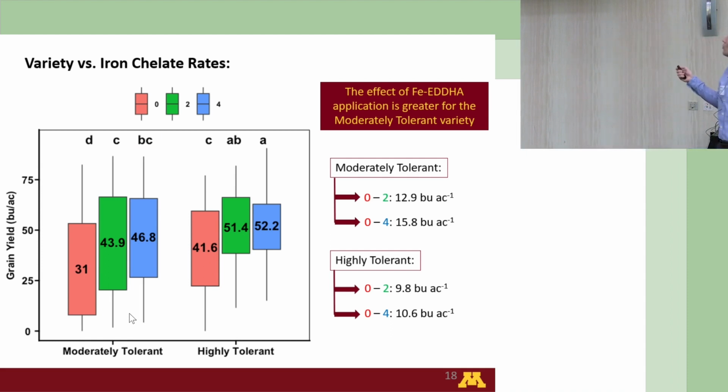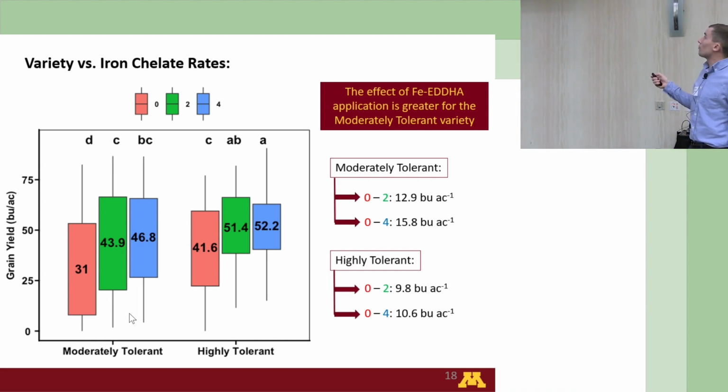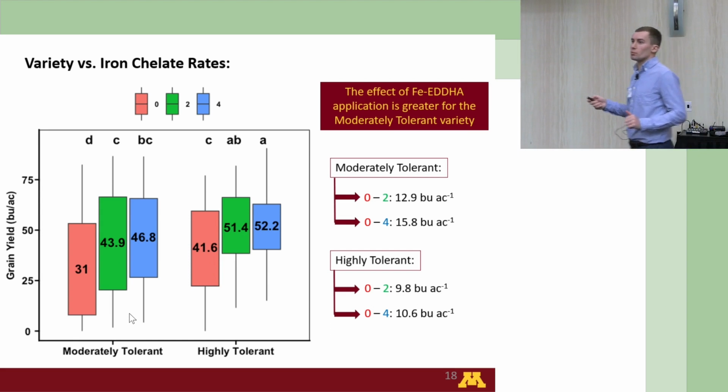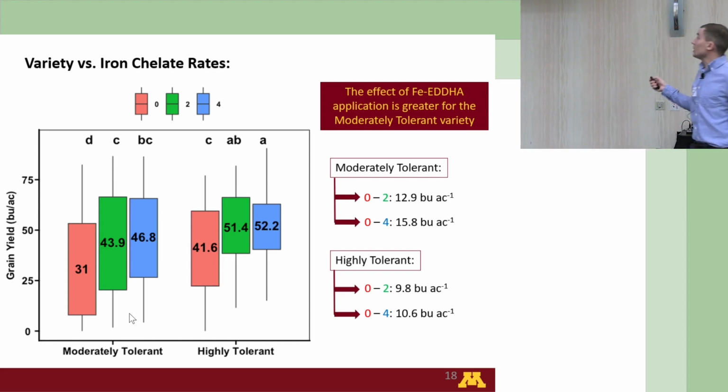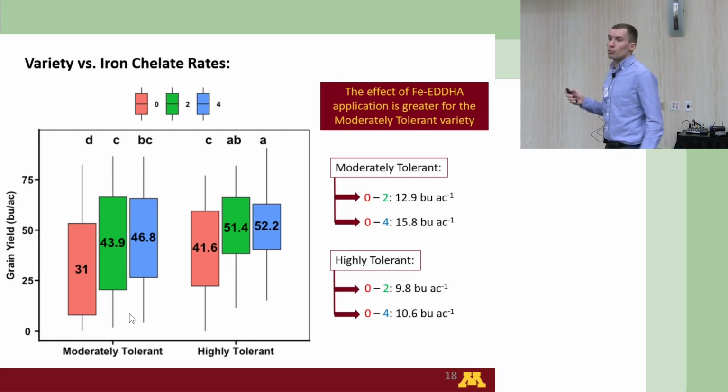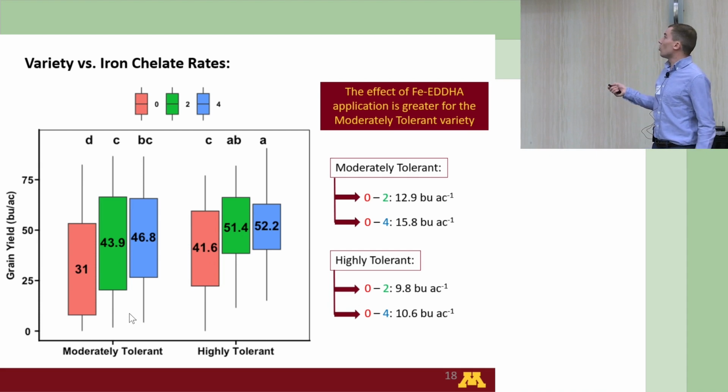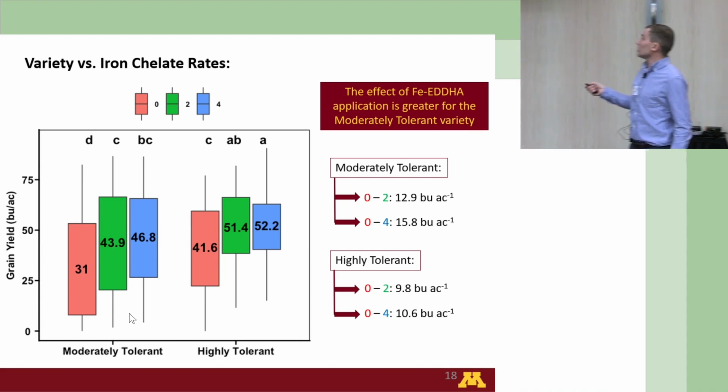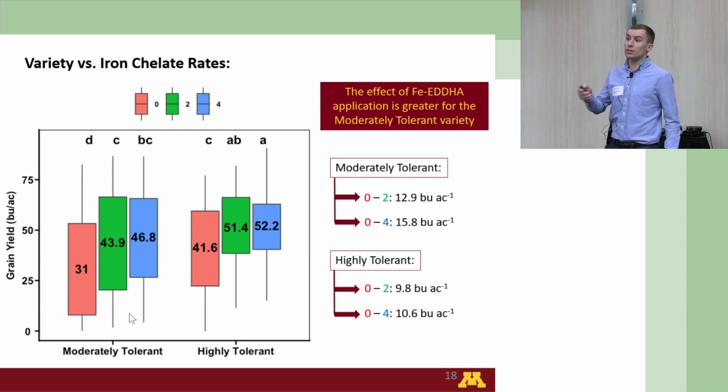We can see here that when we applied iron chelate on the moderately tolerant variety, we increased soybean yield by more or less an average of 14 bushels per acre. While when we applied iron chelate on the highly tolerant variety, we increased soybean yield by an average of 10 bushels per acre. And why is that? That's because the moderately tolerant variety needs it more. Without iron chelate application, the moderately tolerant variety yielded significantly less than the highly tolerant one.